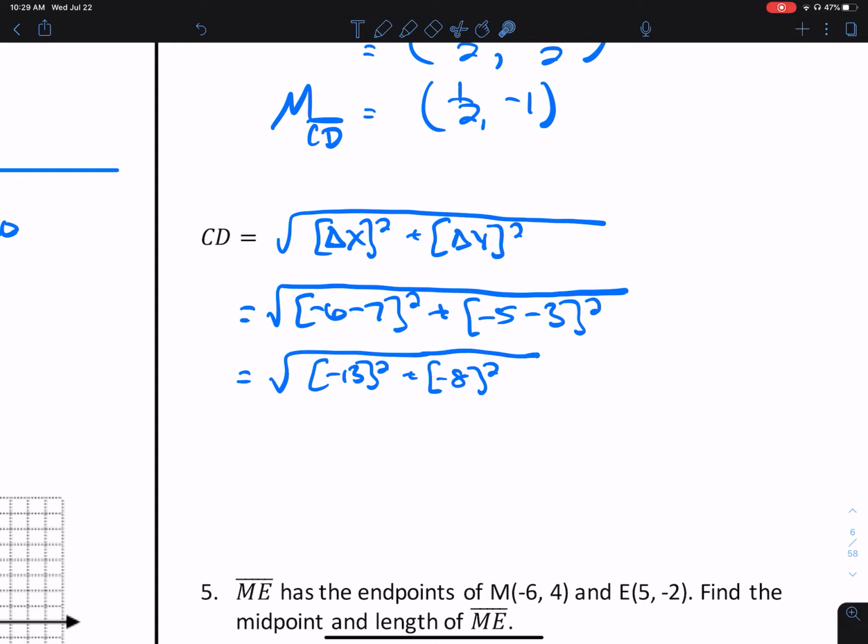Now it's important that you leave these brackets around this because we are squaring the -13. I'll show you in a moment why that's important. A -13 squared is 169, and -8 squared is 64. If you add those two together, you get the square root of 233. For the time being, if this is a perfect square, root it. If it's not, we'll just leave it as an exact answer.